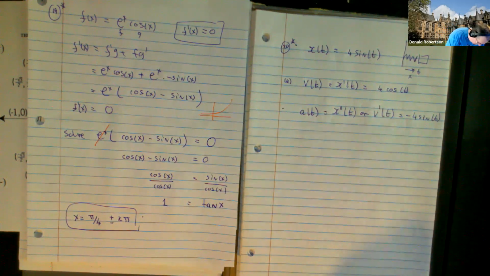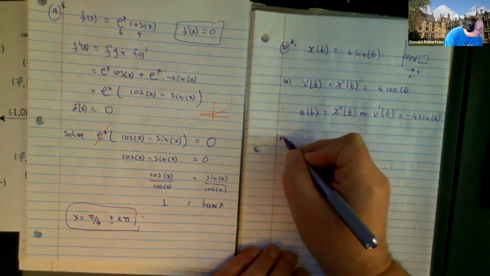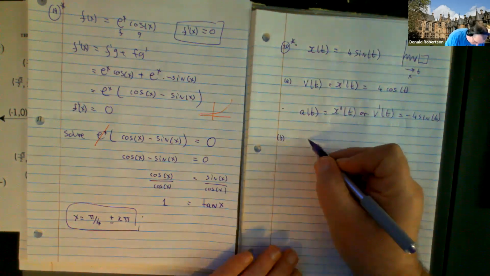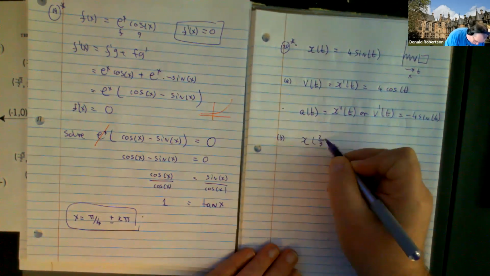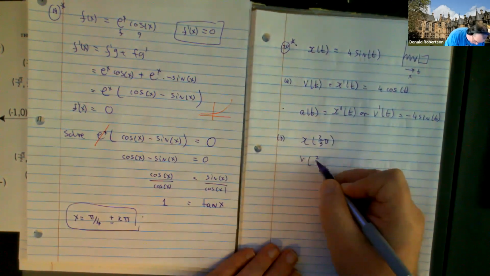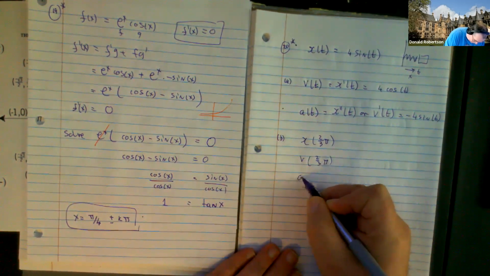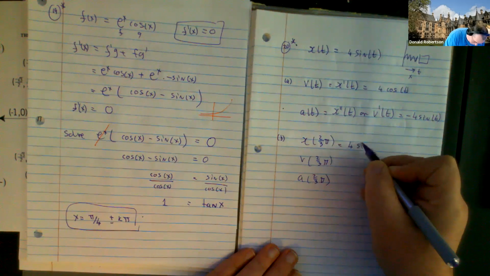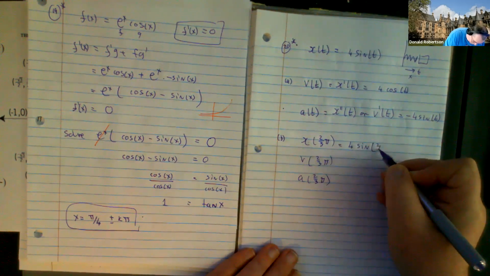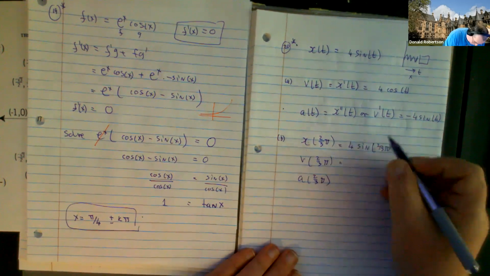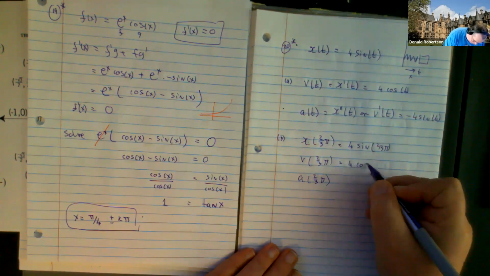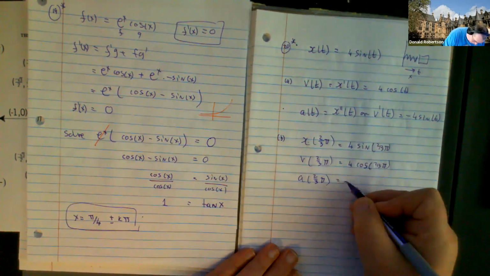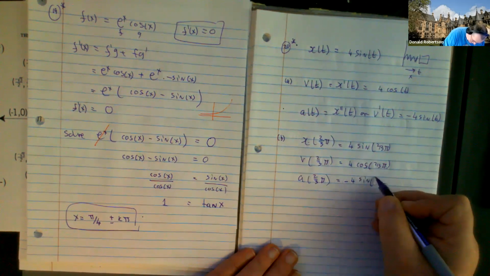And then in part B, they ask you to find the position, velocity, and acceleration at, in my case, 2/3 pi. Well, I'm going to be looking for the position. I'm going to be looking for 4 sine 2/3 pi. For velocity, I'm going to be looking for 4 cosine 2/3 pi. And for acceleration, I'm going to be looking for -4 times the sine of 2/3 pi.